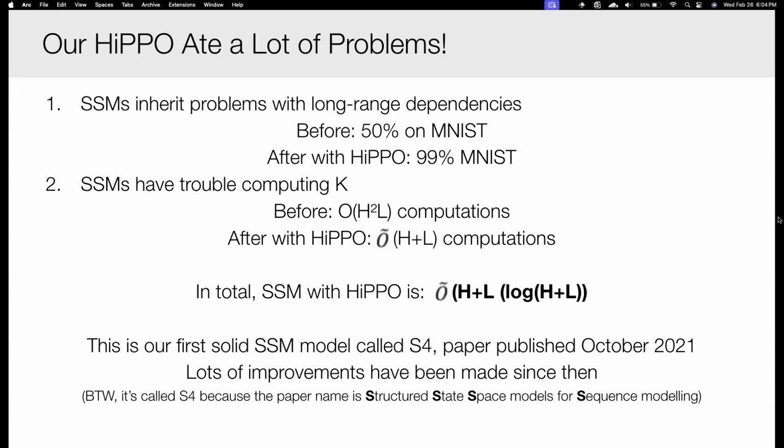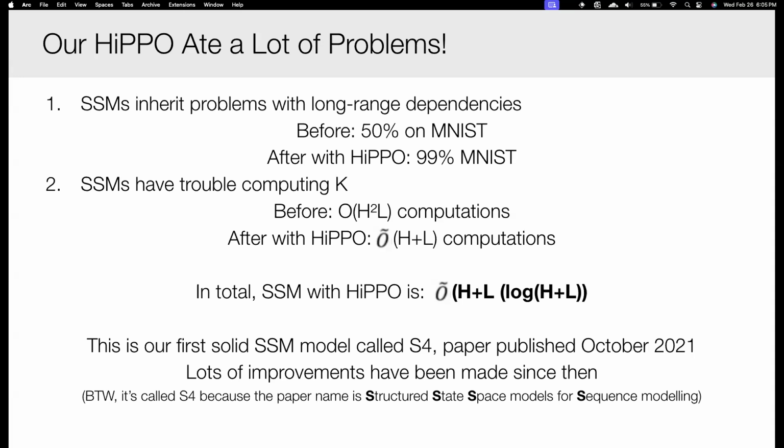And so basically, originally our SSM was doing like 50% on MNIST. With Hippo, now it's at 99%, so significant upgrade and usable model. Before we had trouble figuring out what K was, the kernel. Not figuring out what K was, but computing it, because the memory usage was so high that it was kind of unrealistic. Now with Hippo, it's H plus L, so solid.